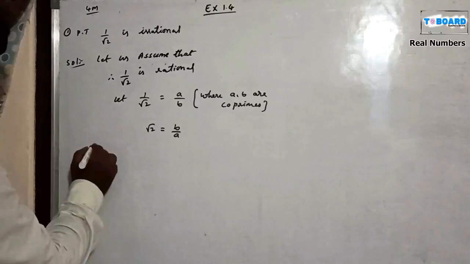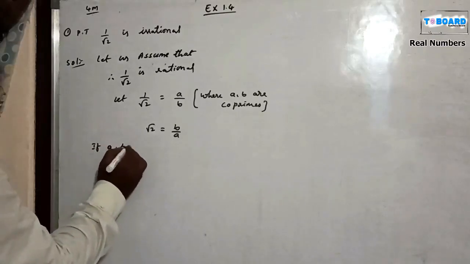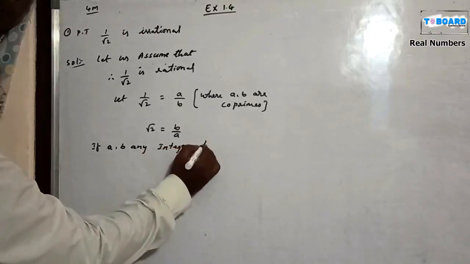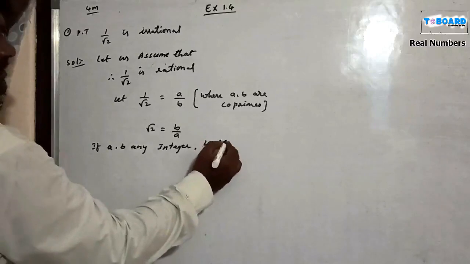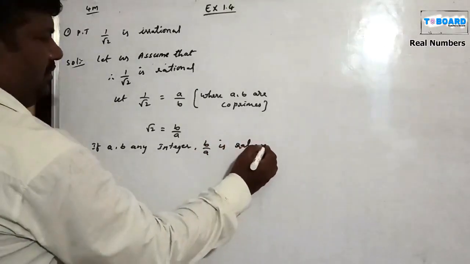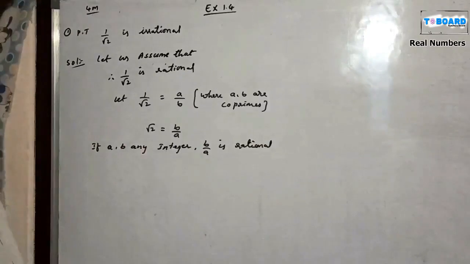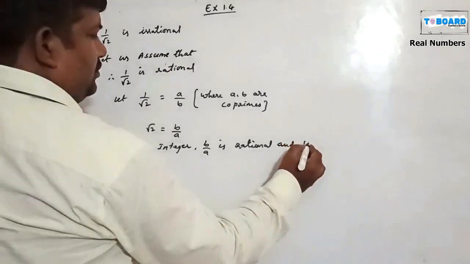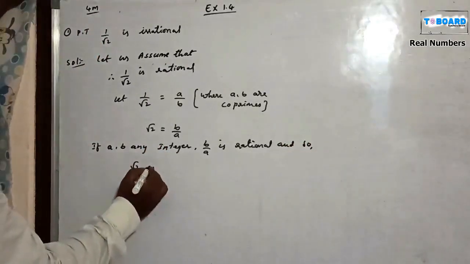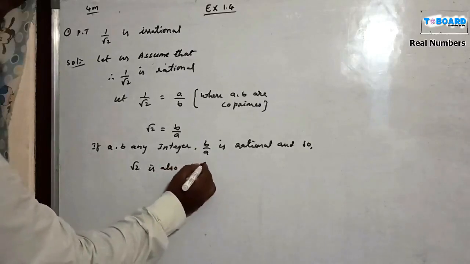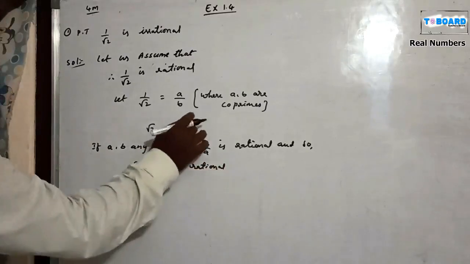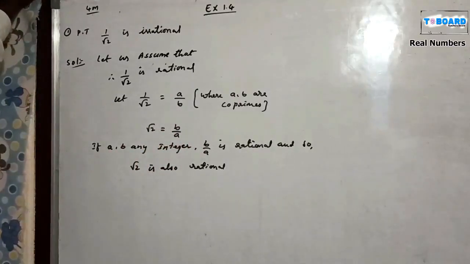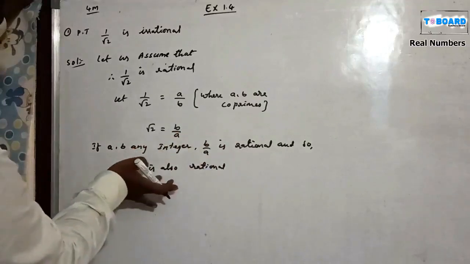If a, b are any integers, b by a is rational, and so root 2 is also rational. RHS is rational. If RHS is rational, it means LHS is also rational. b by a is rational, and so root 2 is also rational.